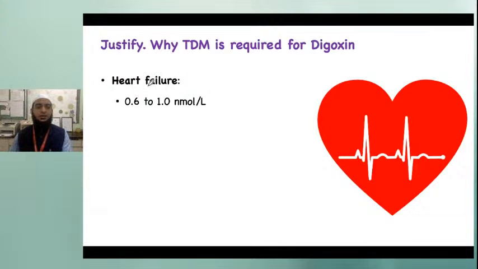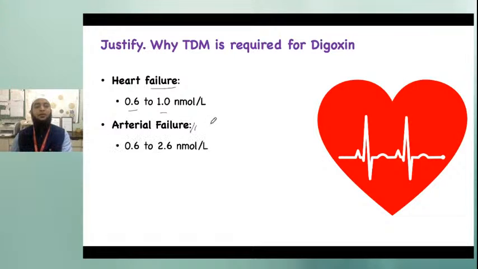Now, clinical condition: heart failure, and what is the dose? The dose is in the range of 0.6 to 1 nanomole per liter. Whereas in case of arterial failure, which is very dangerous because the arteries are major organs responsible for pumping the blood in the heart, you need a dose between 0.6 to 2.6 nanomole per liter. So looking at the dose, the dose is very less and the dose range is also very narrow.